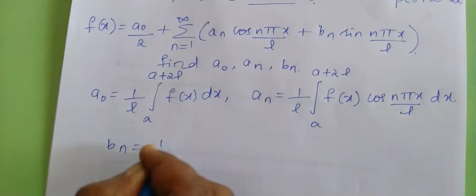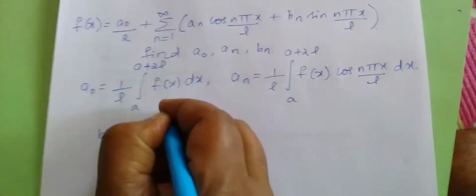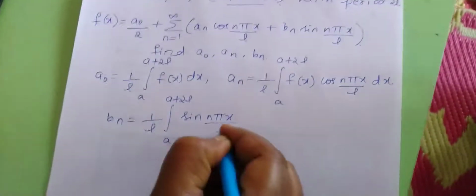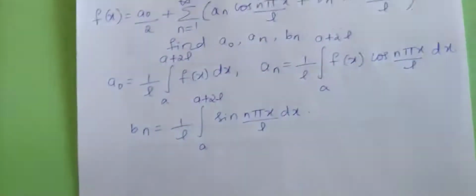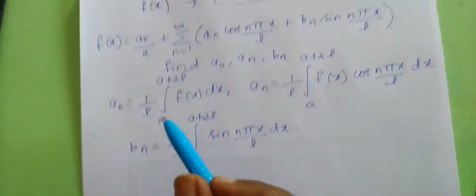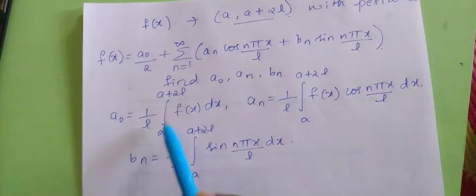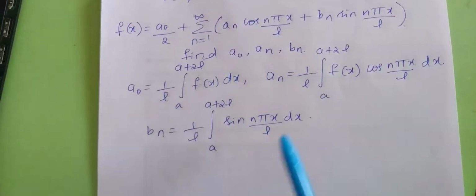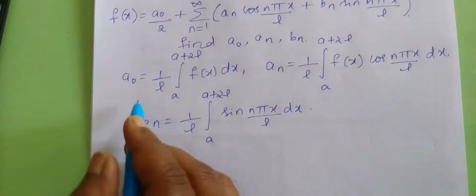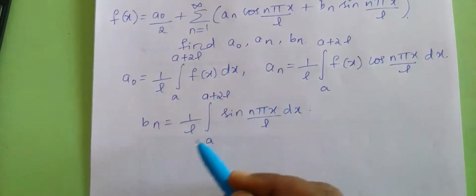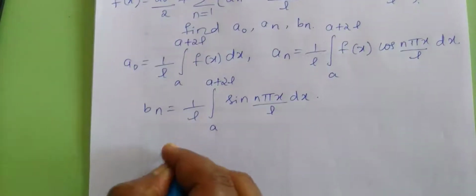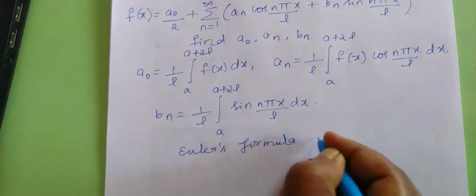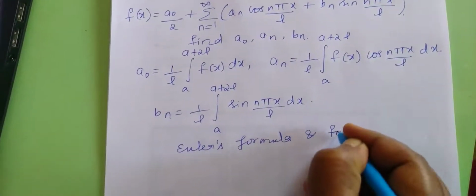Similarly, bn will be 1 by L integration from a to a plus 2L of f(x) sine n pi x by L dx. So this is the formula when we consider the interval between a to a plus 2L. If we are able to write this and find the coefficients a0, an and bn, these formulae are called Euler's formulae and also known as Fourier coefficients.